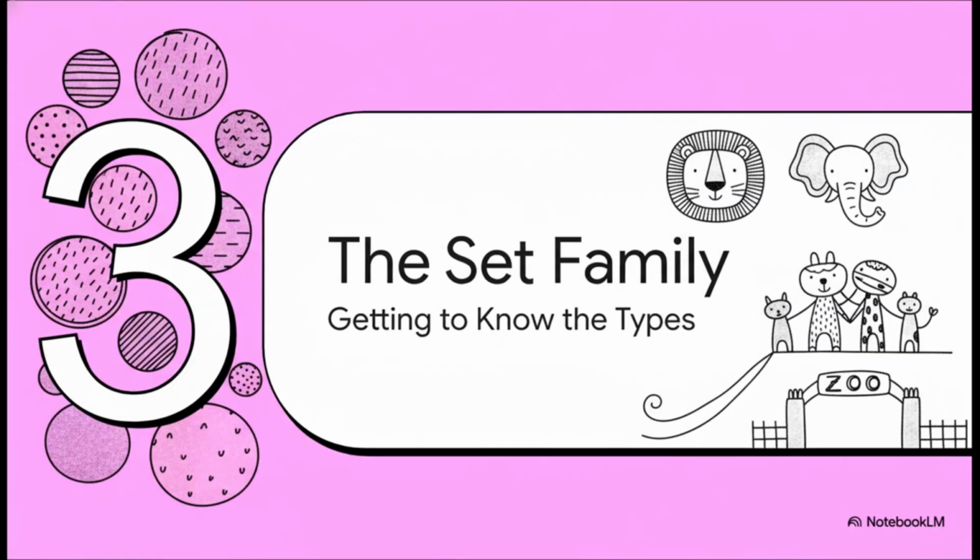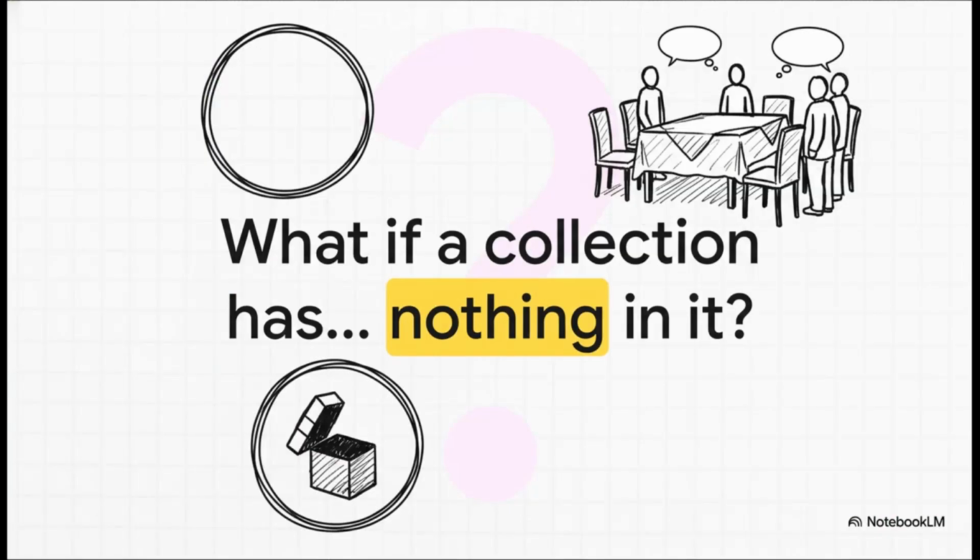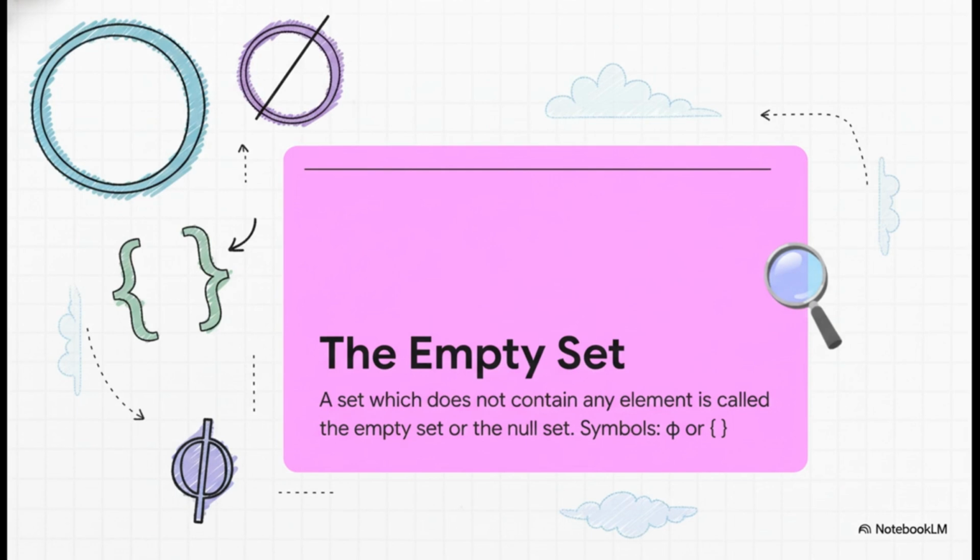All right, now that we know the basics, let's step into the zoo of set theory. We're about to meet a few special kinds of sets, and each one has its own unique personality. So let me ask you a question. What if you tried to make a collection, but it turns out there's nothing that fits the criteria? Like you throw a party, but literally nobody shows up. Is that still a collection? Is it still a set? Yes, it absolutely is, and it has a special name.